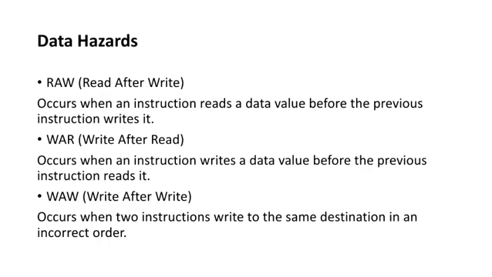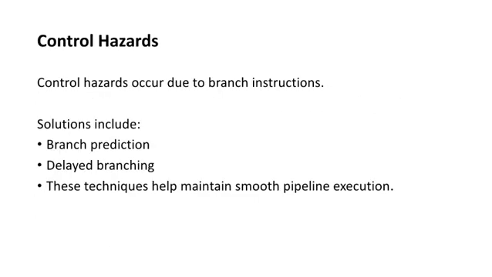Then control hazards. Control hazards occur due to branch instructions. To solve this, we use branch prediction and delayed branching. These techniques help maintain smooth pipeline execution.